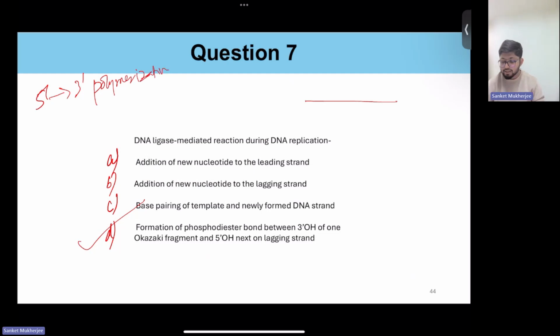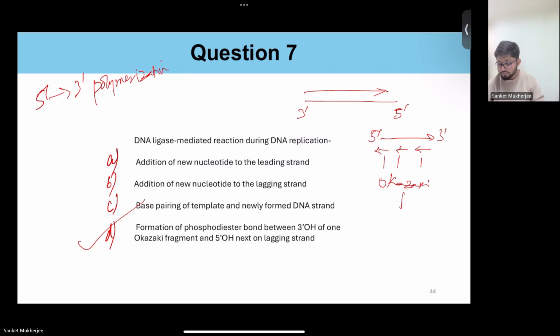So whenever there is 3' to 5' template DNA, the synthesis is pretty normal. It's continuous. But when there is 5' to 3' template DNA, then fragments are produced. These fragments are called Okazaki fragments. And they are joined using DNA ligase.